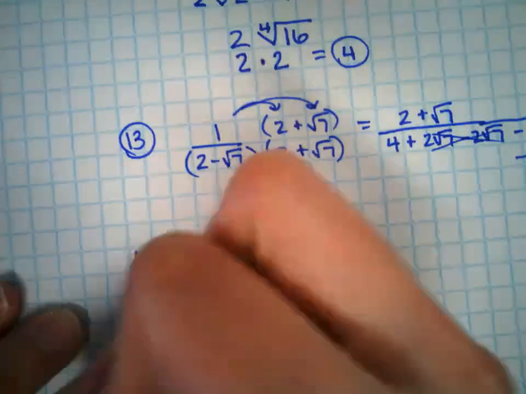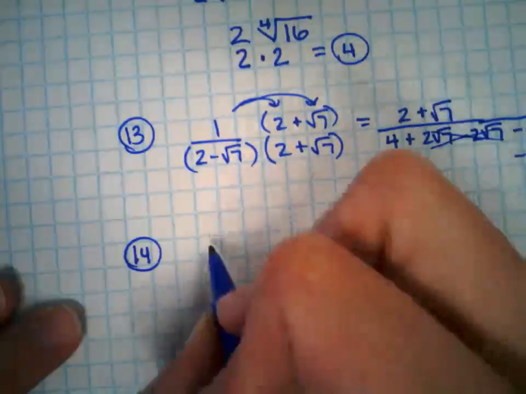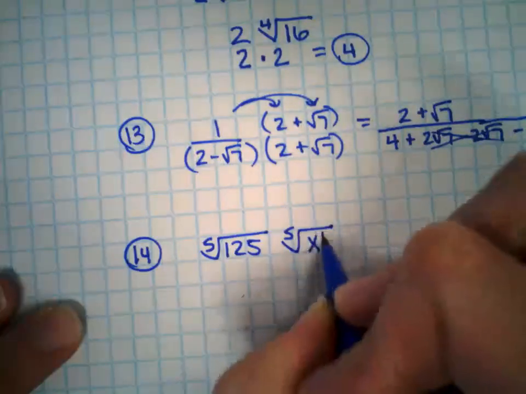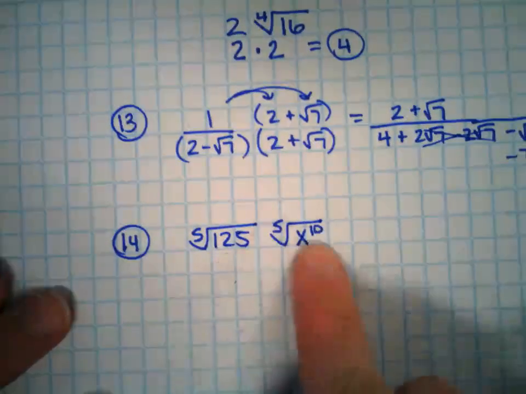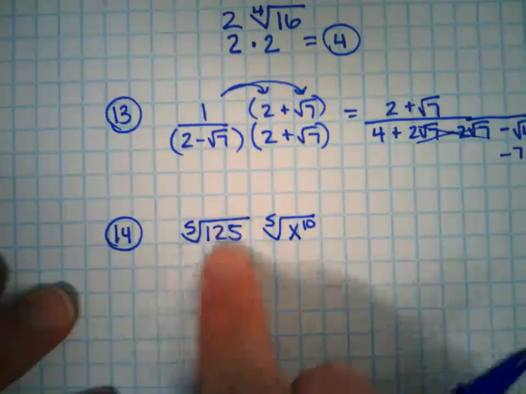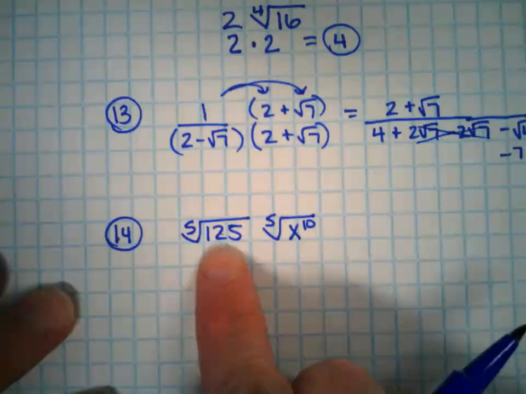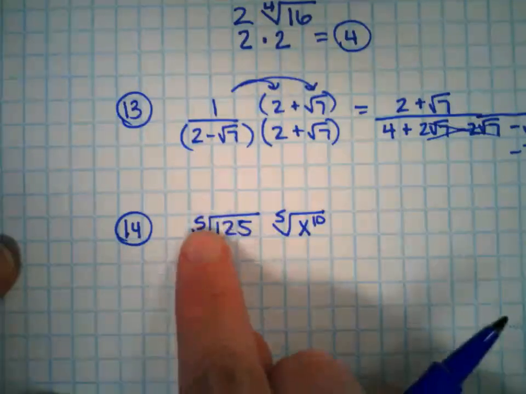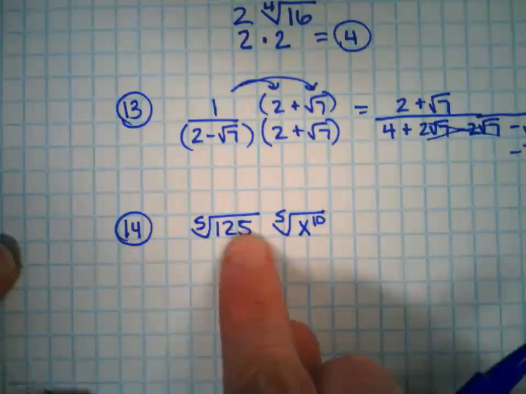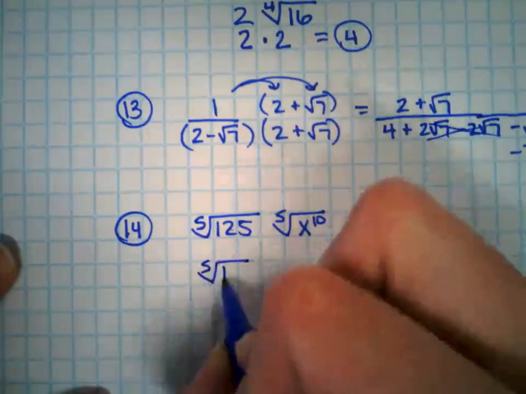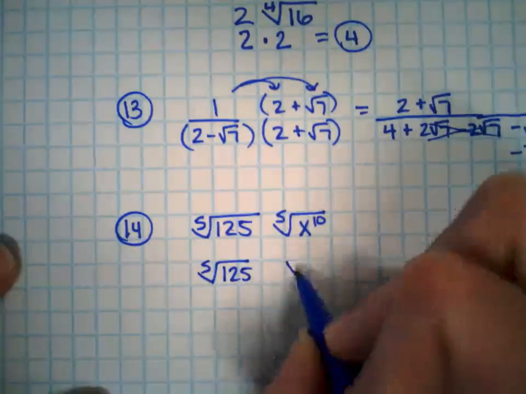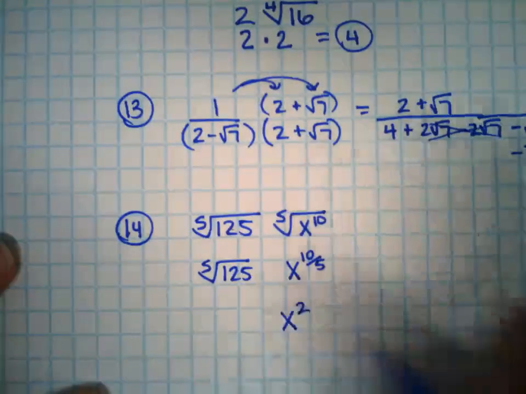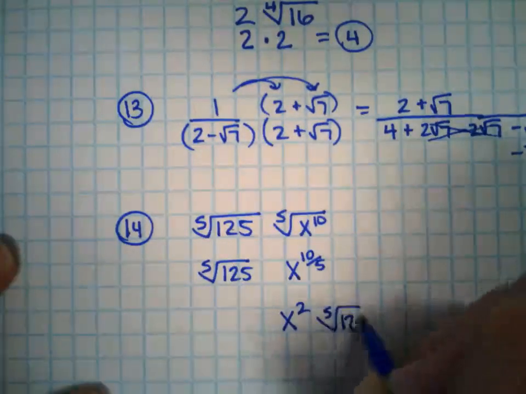Okay, number 14. Number 14, we're looking to see if we can simplify. I like to split them up so that you have your coefficient as one problem and your variable as another problem. I'm looking to see if I can take the 5th root of 125. So I'd be looking for numbers that can be a 5th power that would go into 125. There aren't any, so we'll just leave it like that. And then this is x to the 10 over 5, which is x squared. So I can write my final answer like this.